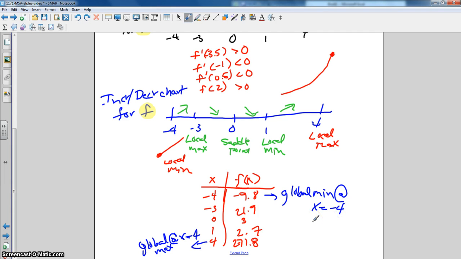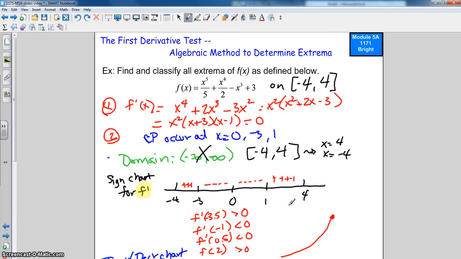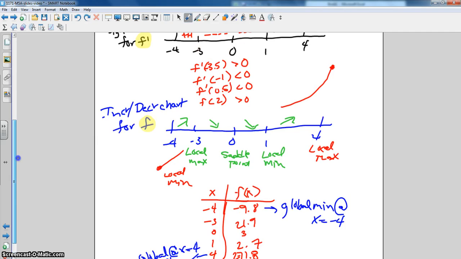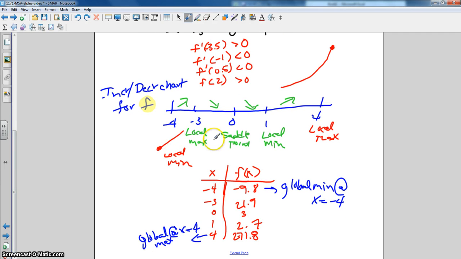In this case, it happened to work out that the endpoints were your global min and max values. That's not always the case, so please keep that in mind and don't automatically assume that the endpoints are the global min or max value. And that is a very long example of how to classify local and global min and max values using the flowchart with the example here.